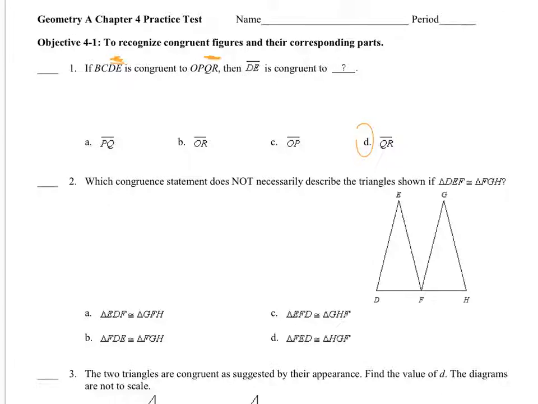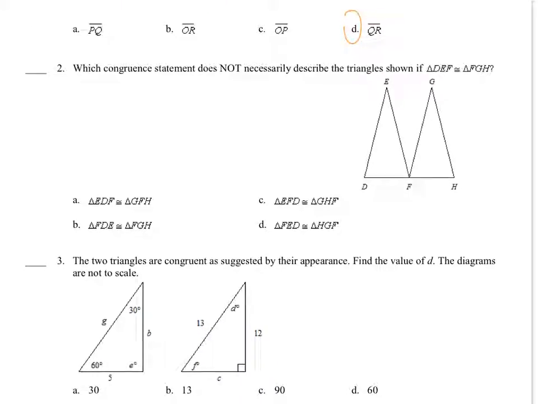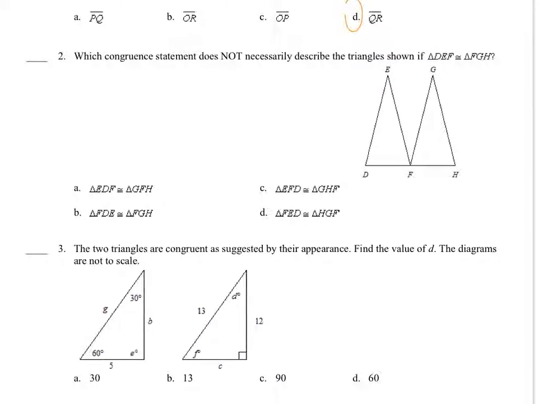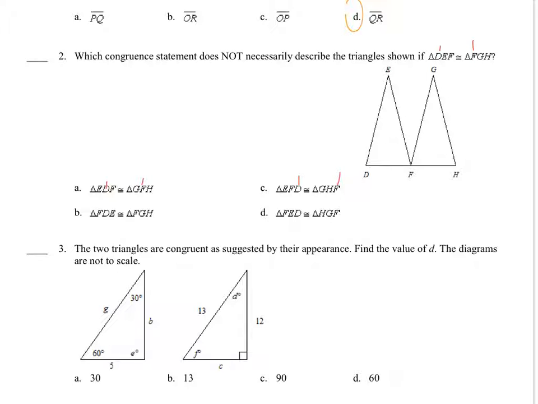Second one. Which congruent statement does not match this? When I'm doing this, you could use the picture to draw on the congruent parts, or what I'm going to do is just look. D and F should be in the same location. So first I'm going to look to see if D and F are in the same location. Yes, yes, yes, yes. Okay, all of those have that, correct?